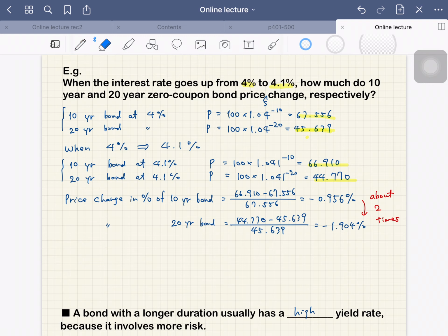So duration measures the price sensitivity. So the bond with a longer duration usually has, there is one remark. We assume that the yield rate is the same for two bonds, but usually a bond with a longer duration has a higher yield rate because it involves more risk. Usually if we have more risk, we ask for more return if the person is risk averse. So usually the yield rate is different for 10 and 20-year bonds. But here we assume that yield rates are the same.